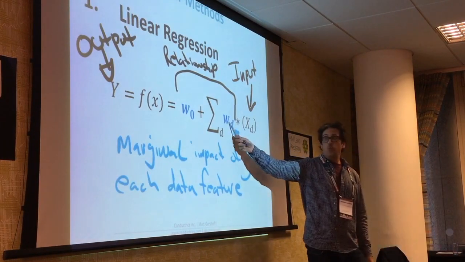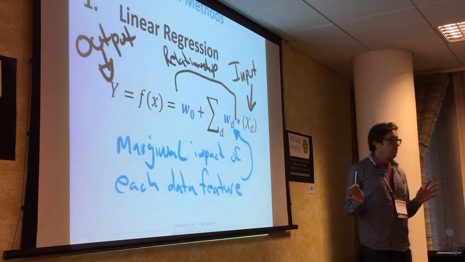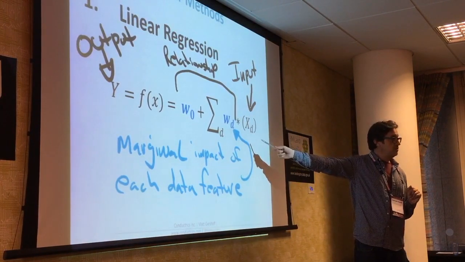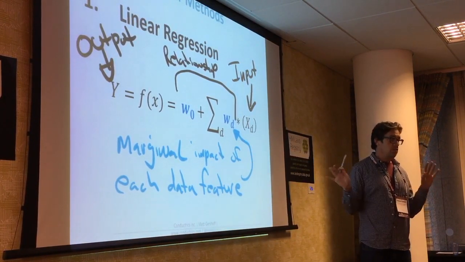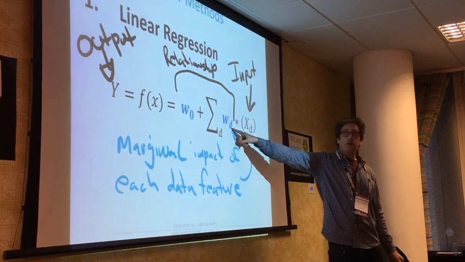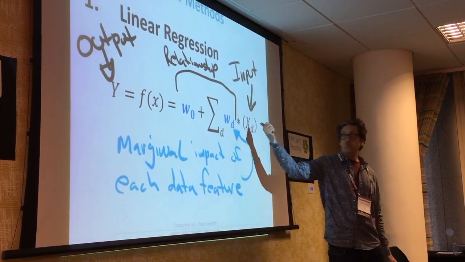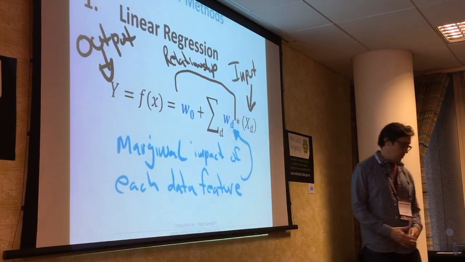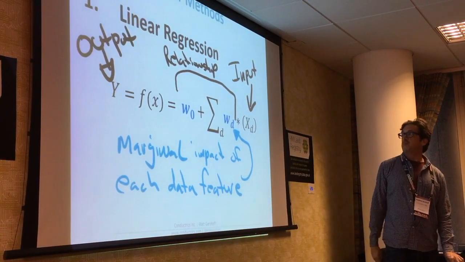The weights, what we want to learn, is just the marginal impact of X on Y. I'm not saying it's causal, but it's predictive. This tells me how much the prediction of Y will change with respect to X. You can think of that as really the partial derivative, actually.